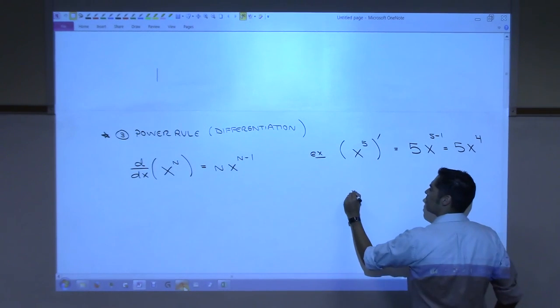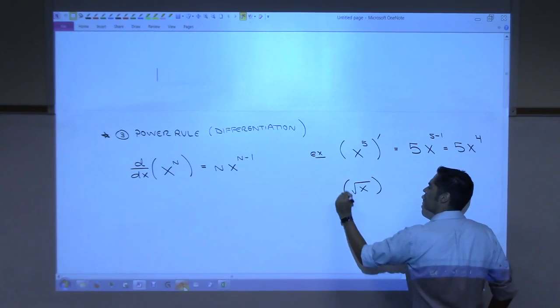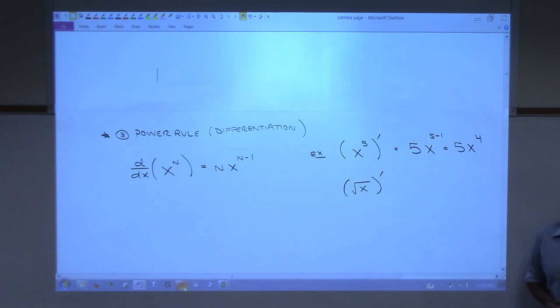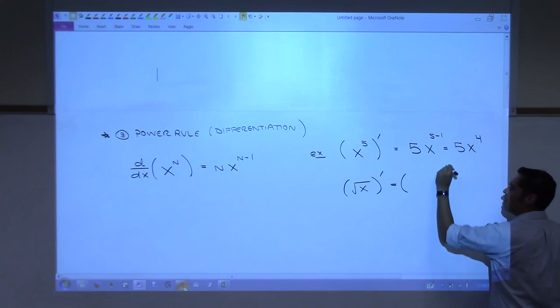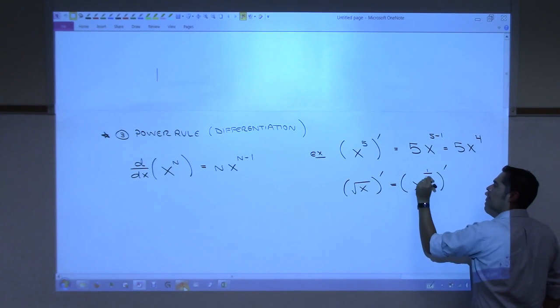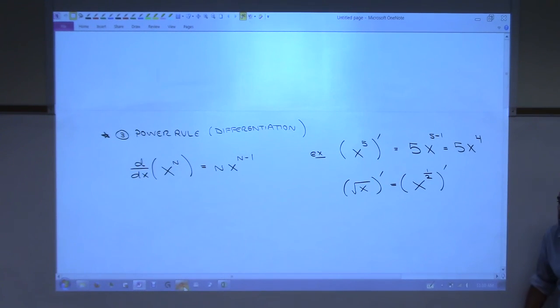Okay, how about this? Square root of x. What's the derivative of the square root of x? Well, that's the same as x to 1/2. First let's realize that square root of x is actually x to the 1/2 power. So watch, I'm going to rewrite this, but I'm not taking the derivative. I'm just rewriting the square root as 1/2 power. Right? Oh, that's nasty. And now we can use the rule.